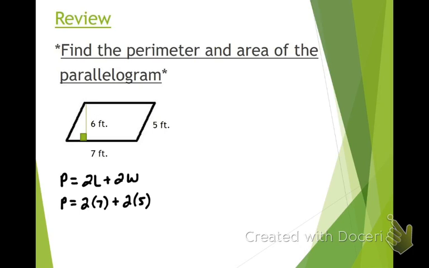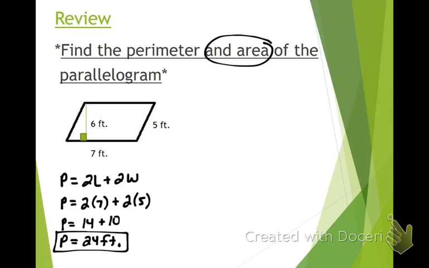Okay, guys, what's 2 times 7? 14. What's 2 times 5? 10. Okay, what's 14 plus 10? 24 feet. 24 feet. Excellent job. Am I done? No. Remember, always go back through before you're finished. Double check, reread the original problem. It says find the perimeter, which we did, and the area.